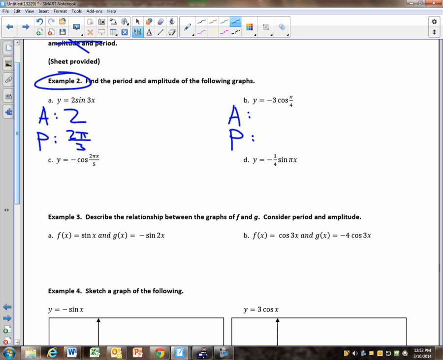You like that? What's the amplitude for the next one? 3. Always the absolute value, so it's always positive. Sometimes people write down negative. I got to take points off if you do that on a test. I don't like to do that because I want those to be easy points.